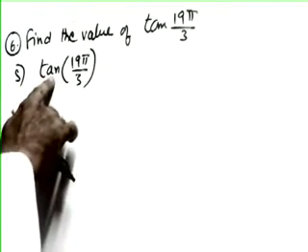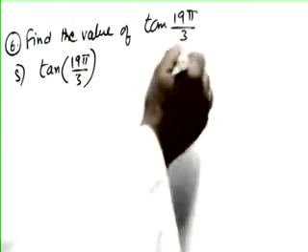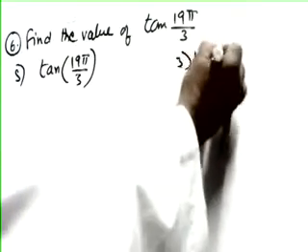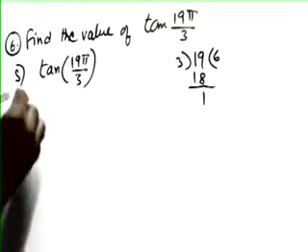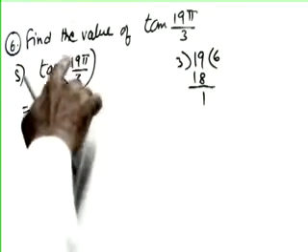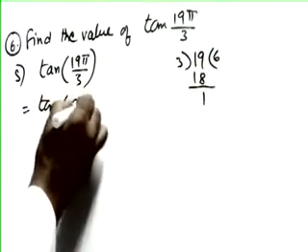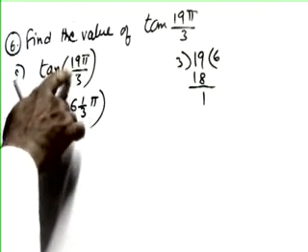Now you see the next question: tan 19 pi by 3. We can change this in two ways. I am showing one. Let me divide 19 by 3: 3 6s are 18, and we are left with 1. I am changing this into a mixed fraction. Tan, we can write 19 by 3 as 6 1 by 3 pi.